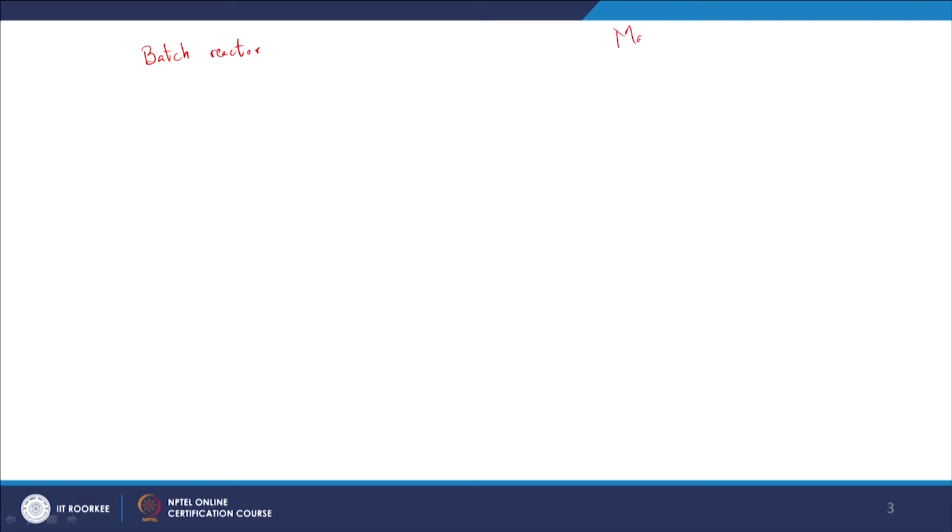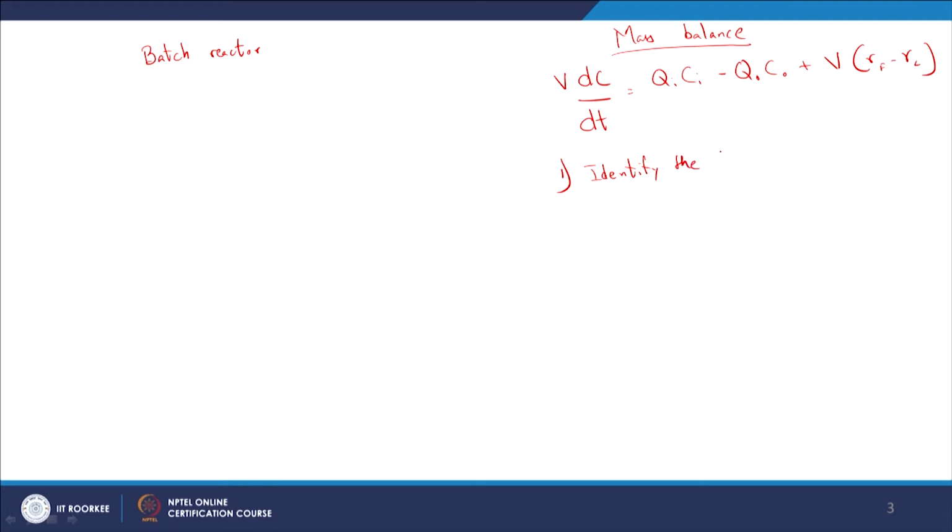And the mass balance equation that we typically end up using is V dC by dt equal to Qin Cin minus Qout Cout plus volume into rate of formation minus rate of loss. Whenever you are applying a mass balance, there are a few aspects that you need to look at. First, identify the compound that you are trying to conduct the mass balance upon. So this is the first aspect, always look at that.